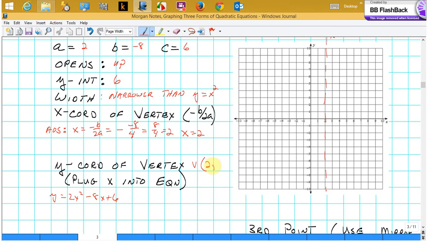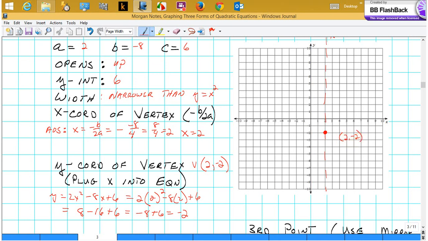And let's put x equal to 2 in there. So that's going to be equal to 2. Now x is 2, so that would be 2 squared minus 8 times 2 plus 6. So 2 times 2 squared is 4 times 2 is 8 minus 16 plus 6. That would be equal to a negative 8 plus 6. It's a negative 2. So the y-coordinate of the vertex is a negative 2, and let's put the vertex on there. 2, negative 2.